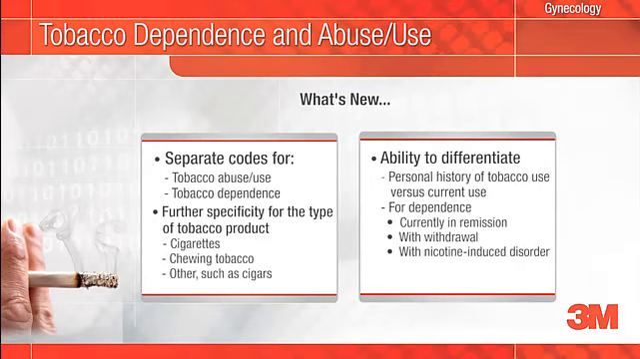Starting in 2002, the number of former smokers has exceeded the number of current smokers. For tobacco dependence, ICD-10 provides the ability to report remission and withdrawal. Examples of nicotine withdrawal symptoms include irritability, anxiety, difficulty concentrating, and increased appetite.